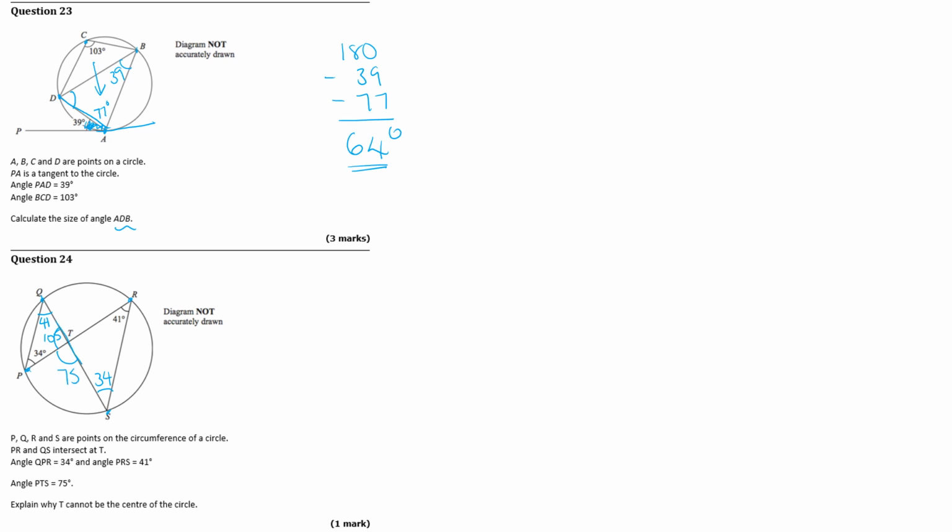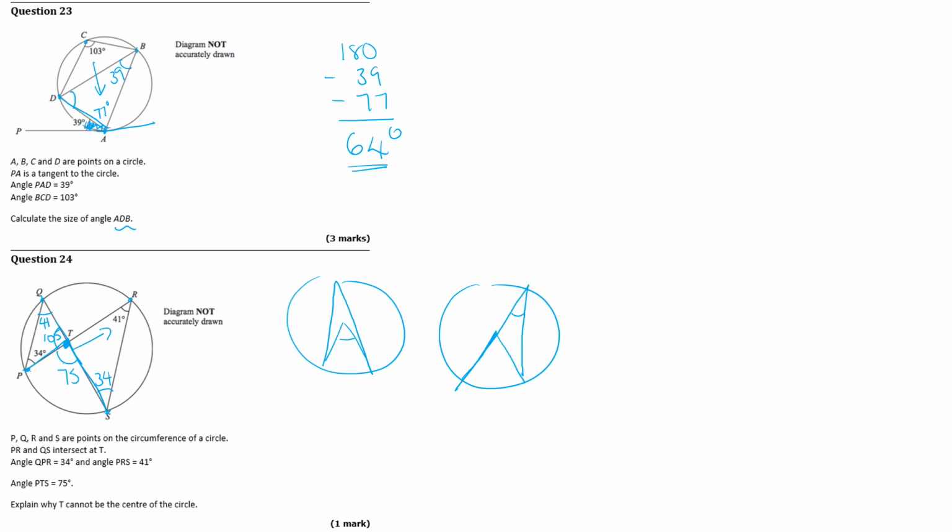Now it's asking us to explain why T cannot be the center. If T was the center, we'd have an arrowhead here. Even though we normally have an arrowhead like this, where the arrow is right on top, we can have a situation where you've got your arrowhead like this, and then the one on the circumference is just directly in line. So we've got that situation. If T was the center, then the 41 would have to be half of the 75, and it is not. So T is not the center.